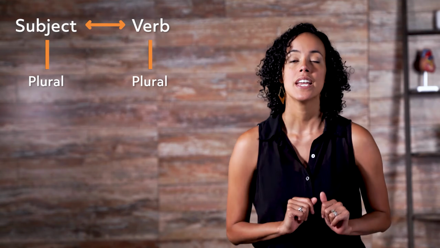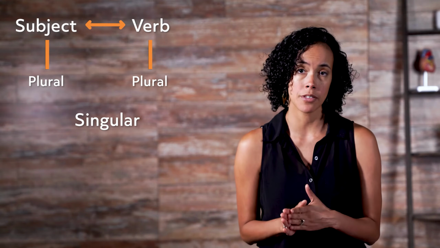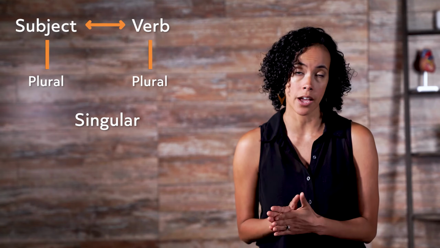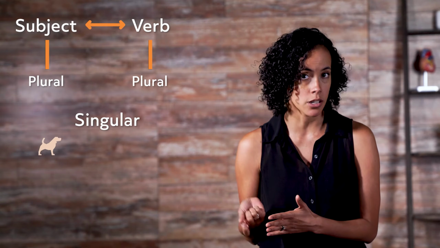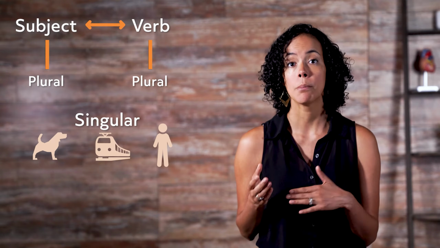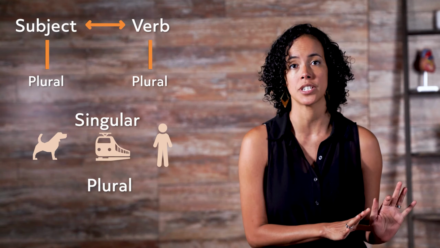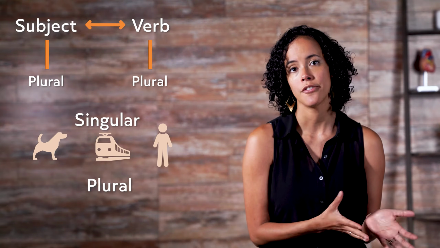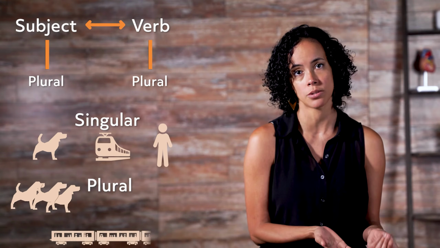Let's unpack that. Singular means just one of the person, animal, or thing that the noun refers to. For example, a single dog, train, or man. Plural means multiple of the person, animal, or thing in question. For example, multiple dogs, trains, or men.